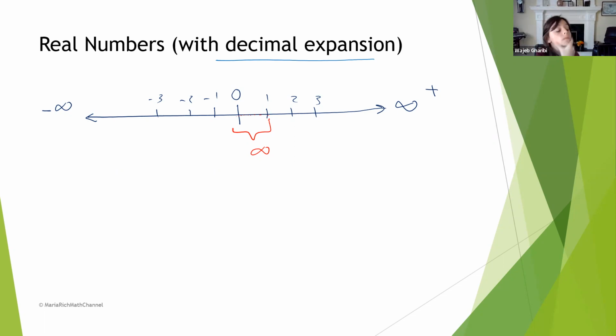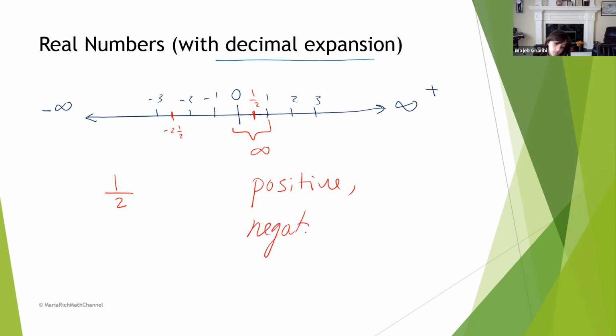For example, let us see where we can find 1/2. It is here, between 0 and 1. And how about -2.5? It will be here. -2.5 or -5/2. So real numbers can be positive, negative, decimals or fractions.